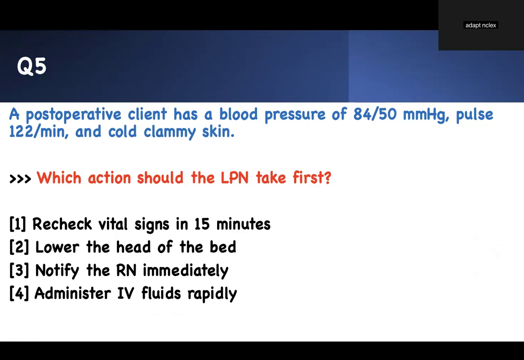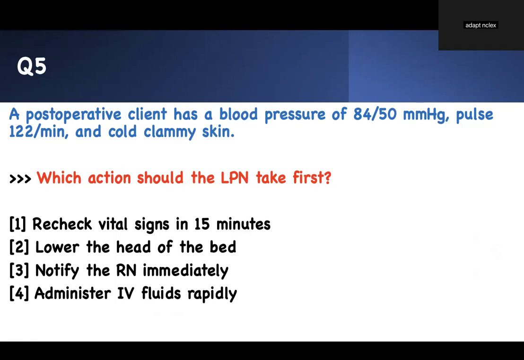Pause. 122. That's another buzzword. Number three, cold and clammy skin. Another buzzword. Connect all the three together. Which action would you take if you are taking care of this patient who has this blood pressure, pulse, and skin finding? Connect the dots.